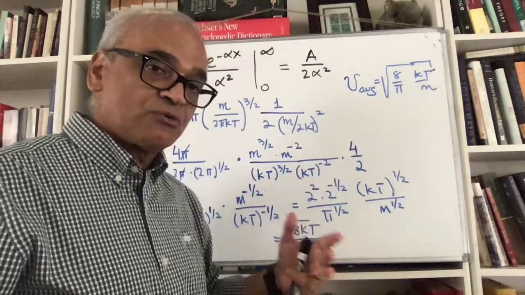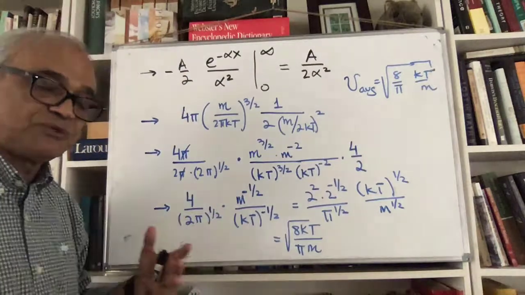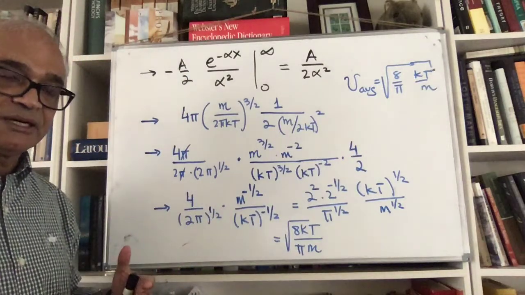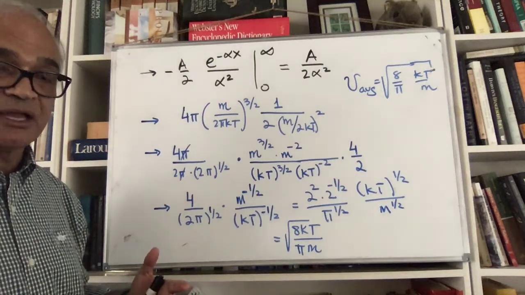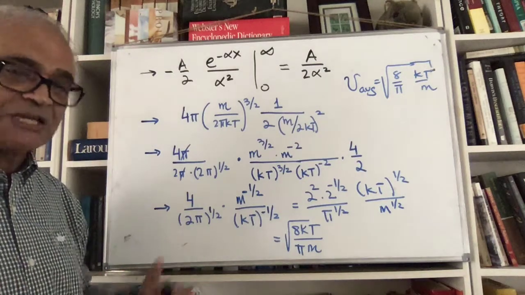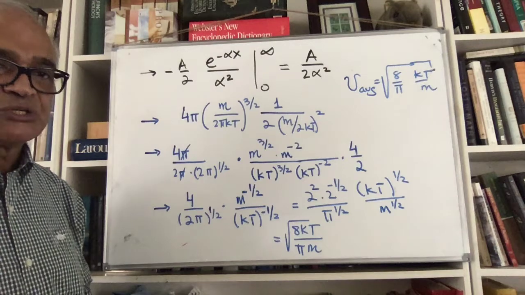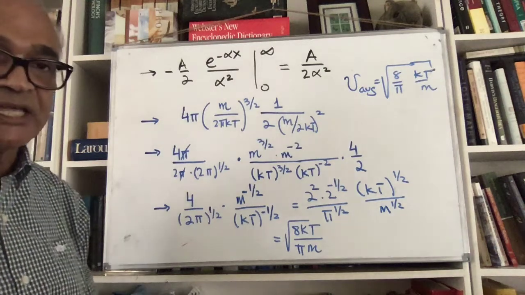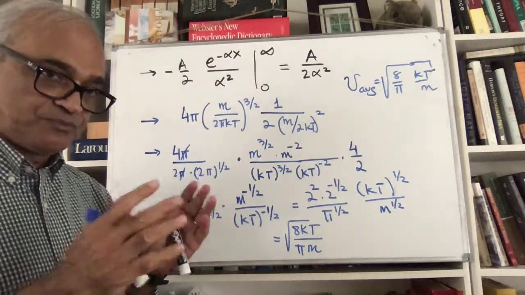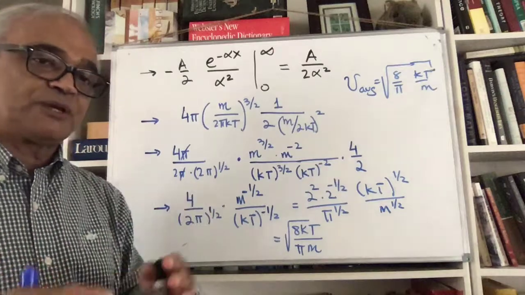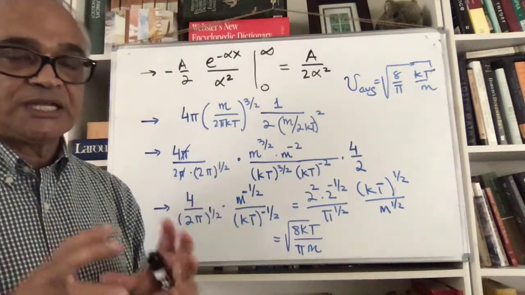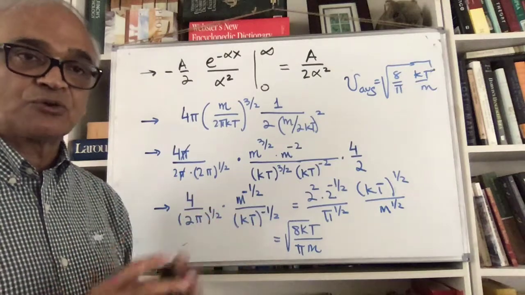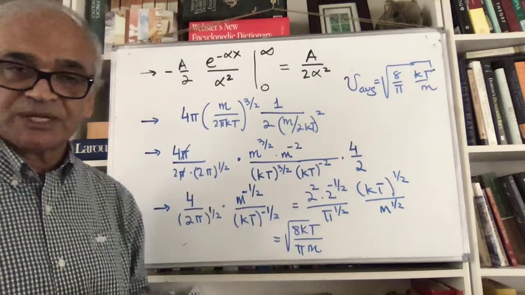In the next video we are going to determine the VRMS, and then you'll see that will give you root 3 KT over M, and that's a little bit more difficult one to derive, but we're going to do this. So I will end this video right now because we already have done quite a bit. Let's prepare ourselves to go find the VRMS. Okay, thank you.